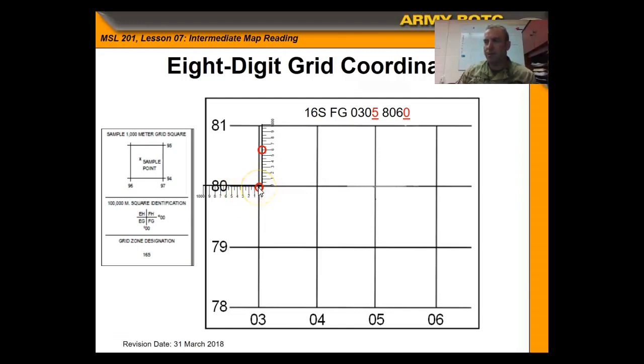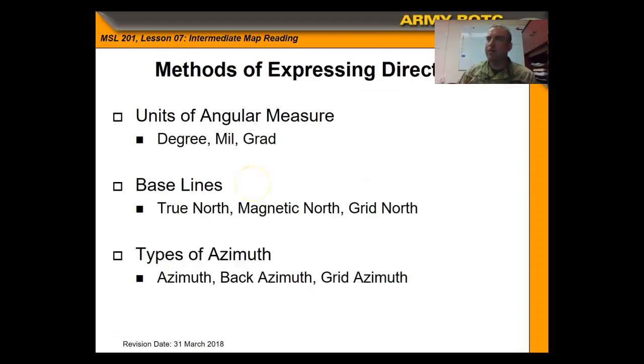So this will put you 50 meters slightly to the right, and then you're still going to be up here 8060. So again, you're not moving any further north. You're still just right there on that 6 line. Okay? All right. Now, we're going to move into some slightly more complicated territory, but try and stay with me, and I'm going to try and keep this not too much longer. So let's talk about some of the methods of expressing direction. Okay?